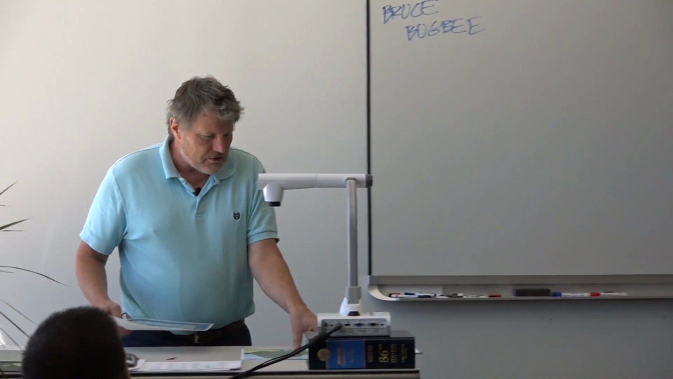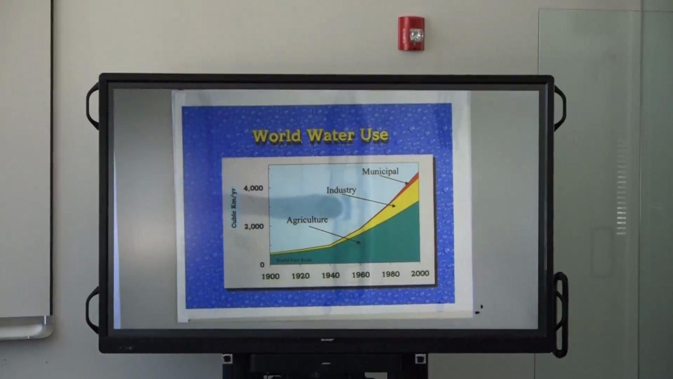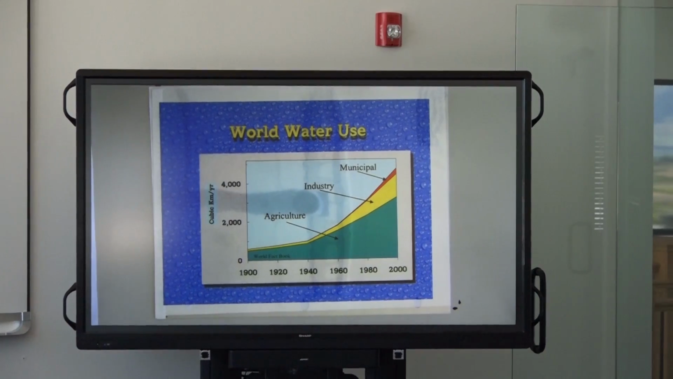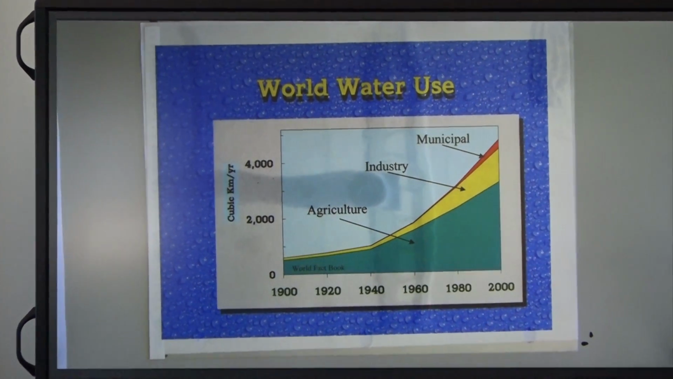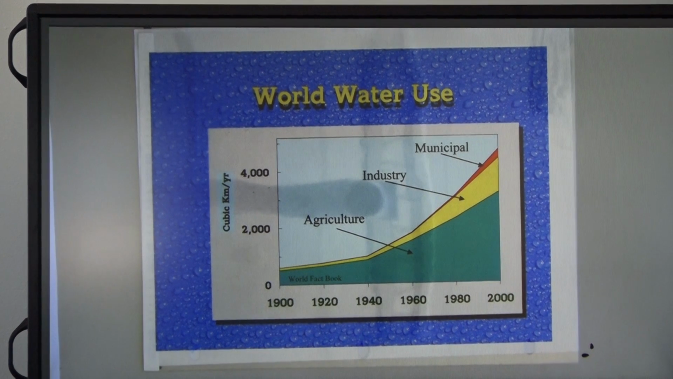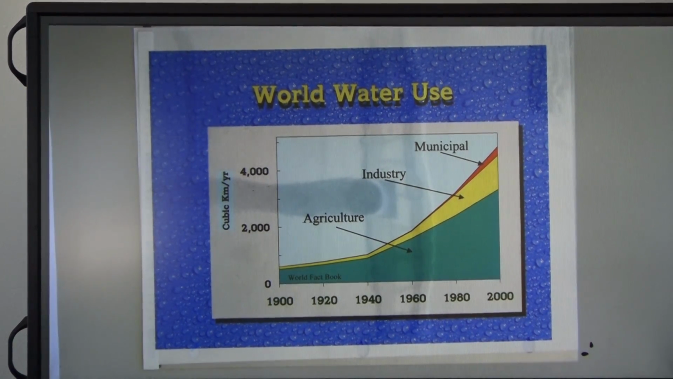If you type in water use in the world on the internet, you get lots of things like this. Agriculture is 70% of our water. In the United States and worldwide, it's the massive user of water.